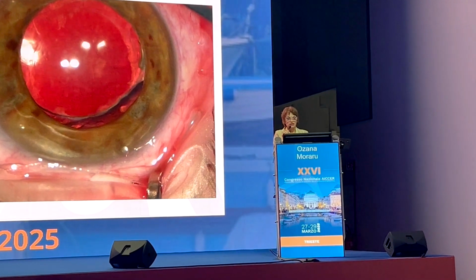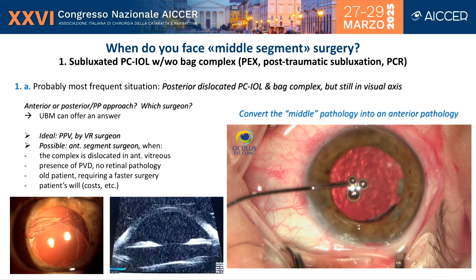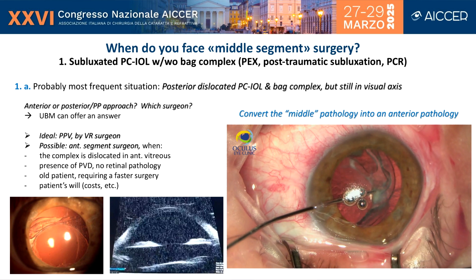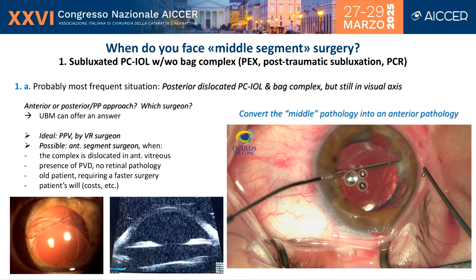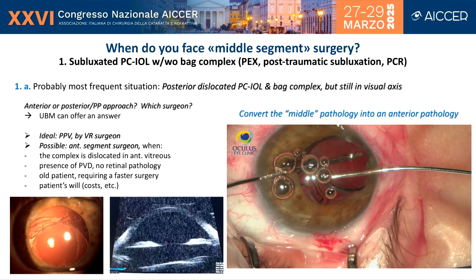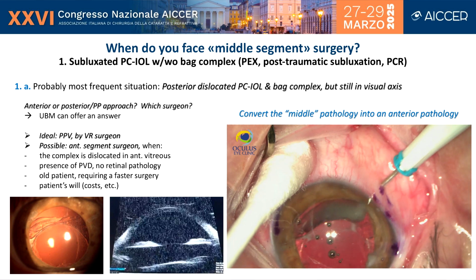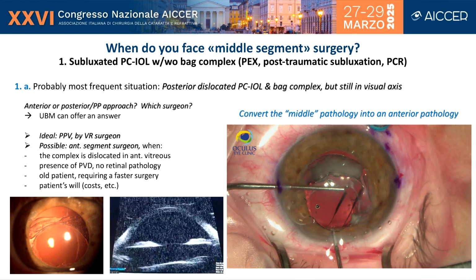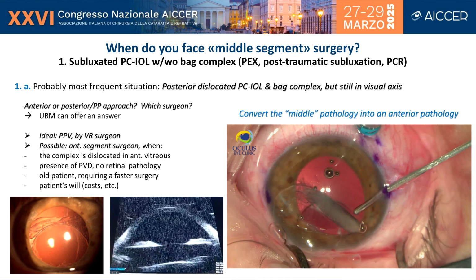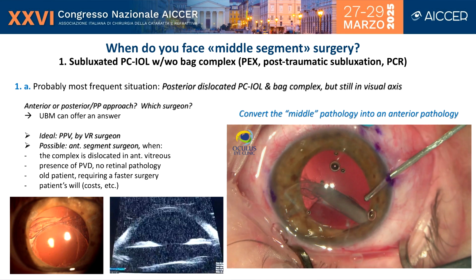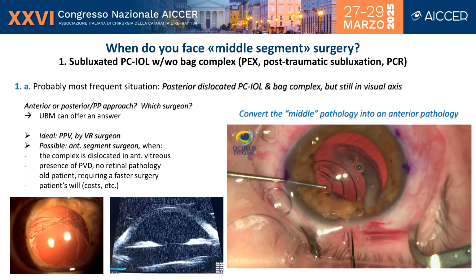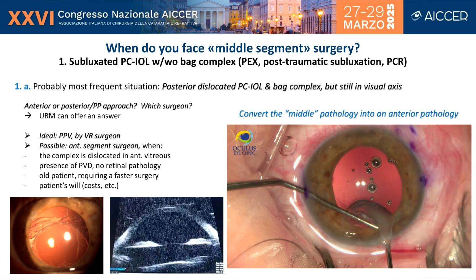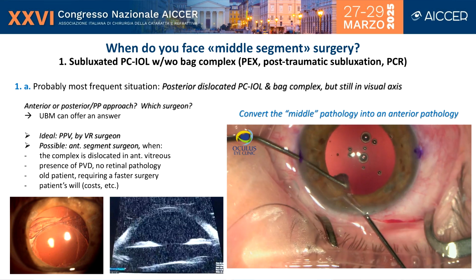Let's see one of the cases. When do you face middle segment surgery most often? It's the subluxated lens. This patient once had a good surgery with an IOL well implanted in the bag, but due to PEX or other things, the bag is completely dislocated. When he sits at the slit lamp in front of you, you cannot very well appreciate the depth of the fallen IOL and the bag. That's why UBM is helpful in appreciating the distance between the complex and the iris, so it can help you in deciding for one approach or the other, pars-plana or anterior approach.